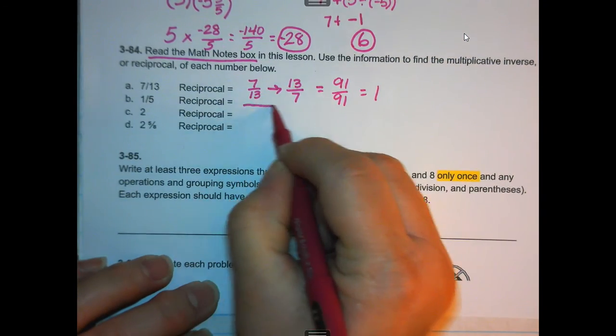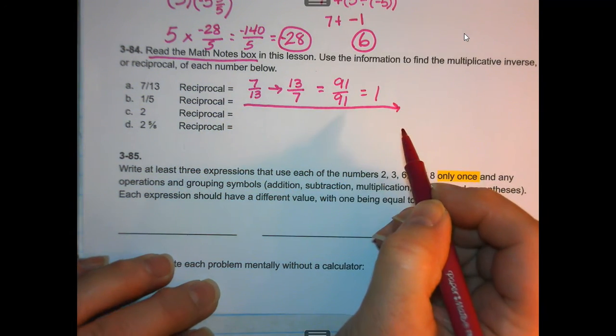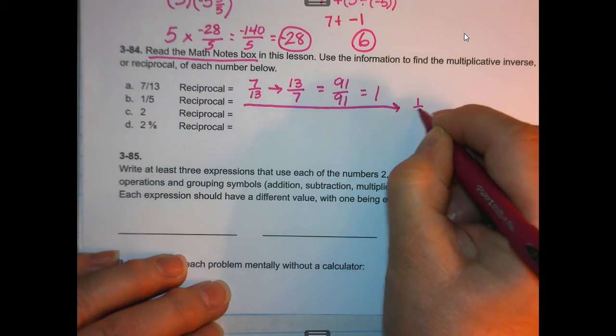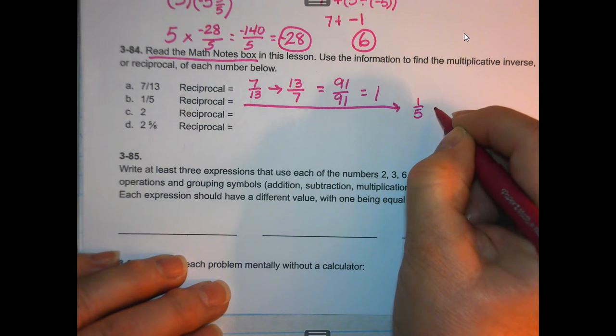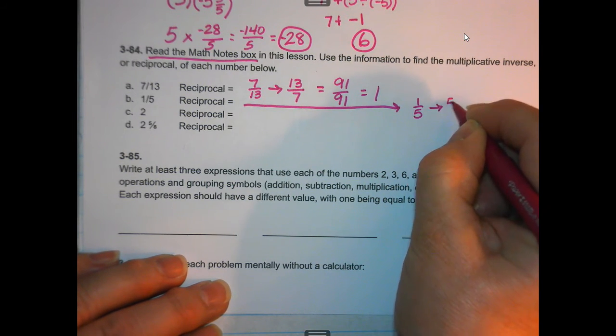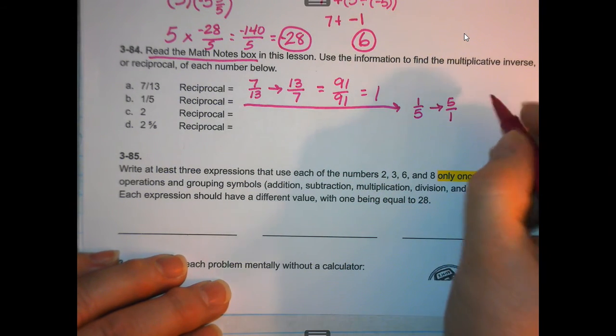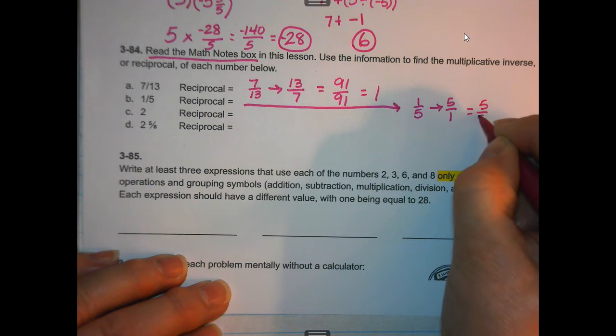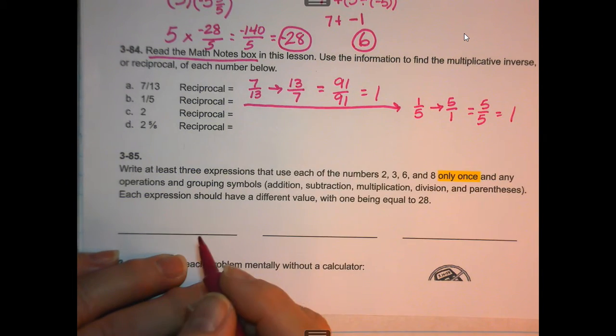And this one we're going to take all the way over to the far right. 1/5 is what I start with. And if I want to know my reciprocal, that would be changing those locations of the numerator and denominator, multiplying straight across, I get 5/5, which is equal to 1.